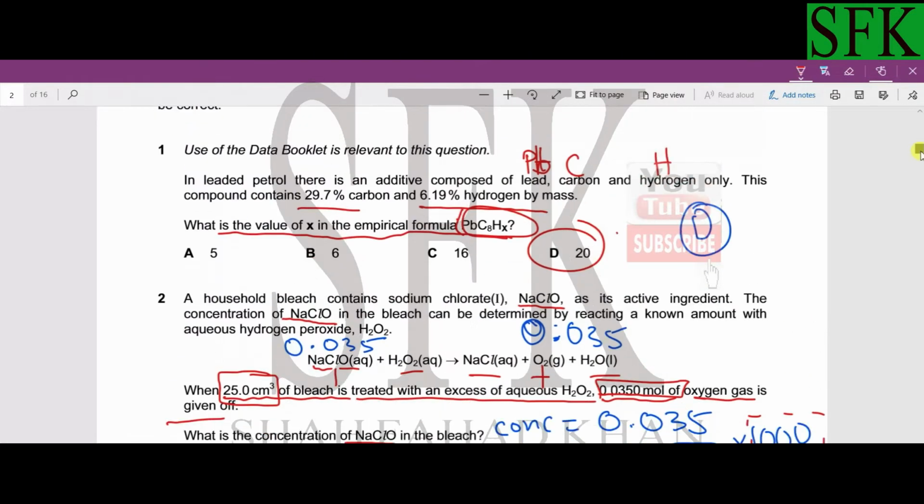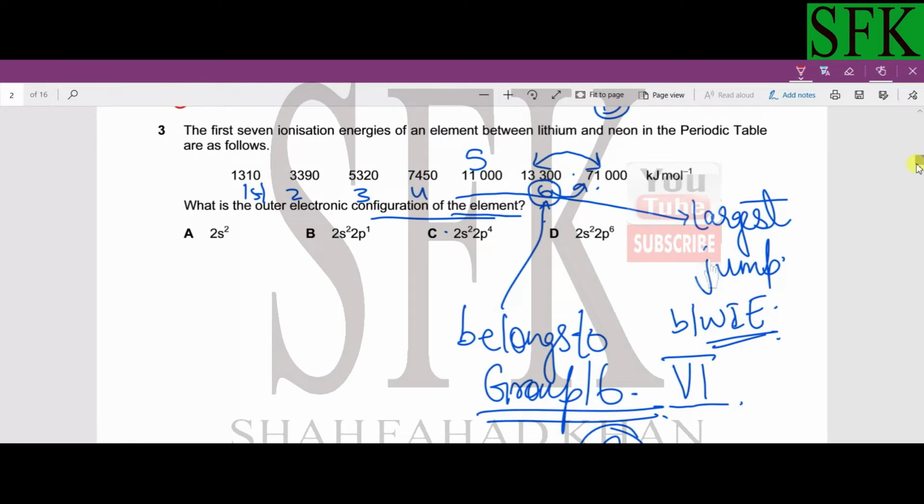Then moving on to the next question. Question 3. It says that the first 7 ionization energies of an element between lithium and neon in the periodic table are as follows. Okay, these are the first 7 ionization energies: first ionization, second ionization, third, fourth, fifth, sixth, and seventh. All right, what is the outer electronic configuration of the element?